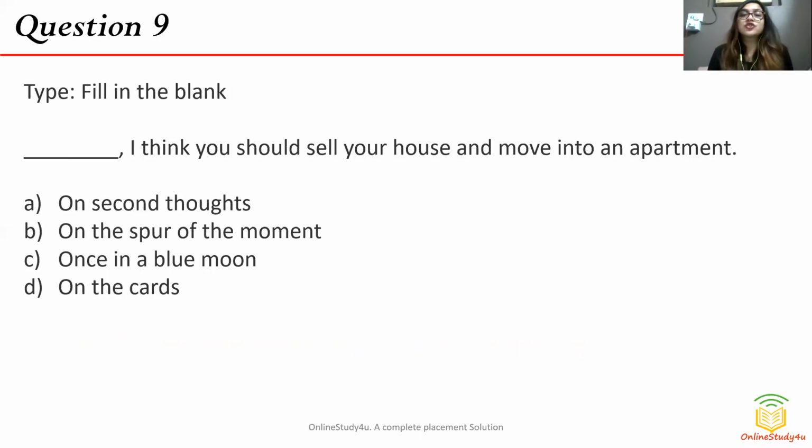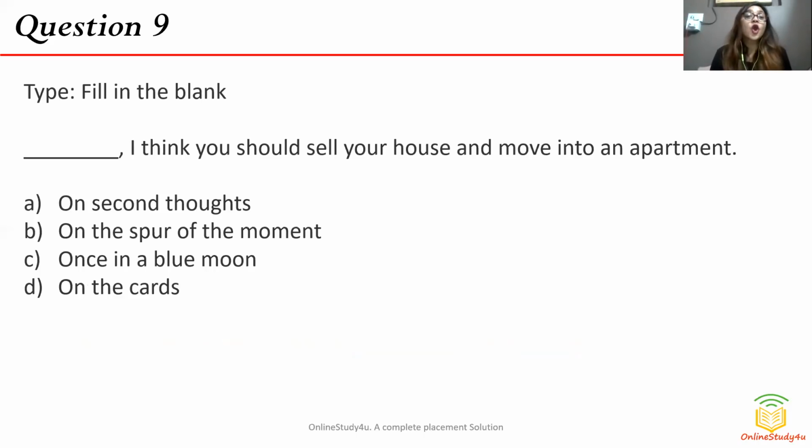Dash, I think you should sell your house and move into an apartment, right? And you have to fill in the blank with, again, 4 different answer options that they've given. On second thoughts, I think you should sell your house and move into an apartment. On the spur of the moment means that, in that moment, you have a quick decision thing. Once in a blue moon is something that happens once in a while. So once in a blue while, I think you should sell your house and move into an apartment.